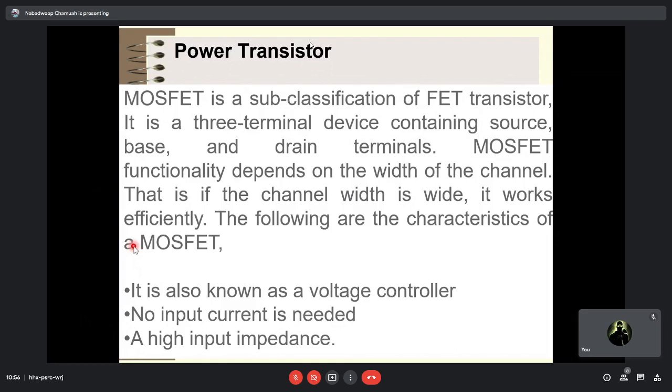Can anybody say why it is said that no input current is needed? What does it mean for this MOSFET? Ajay?